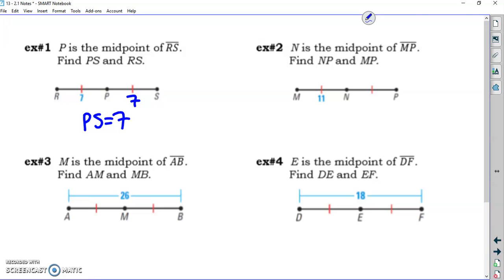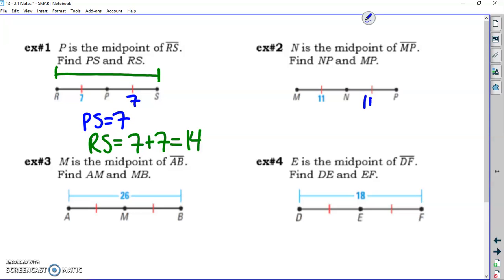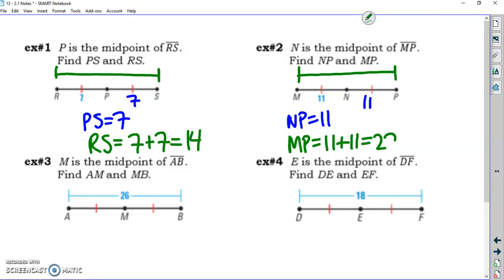And then they also want to know the length of RS. So RS is going to be 7 plus 7. So we add the two halves together to get a total of 14. So over here, N is the midpoint of segment MP. So if this half is 11, then the other half, NP, is 11. And then they want to know how long MP is. So MP is the length of the whole segment. So 11 plus 11 is 22.